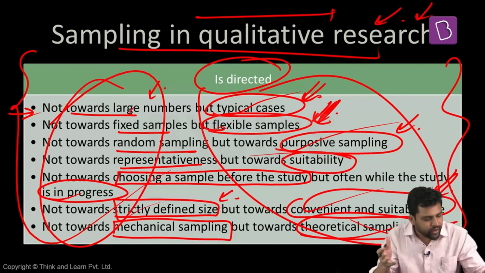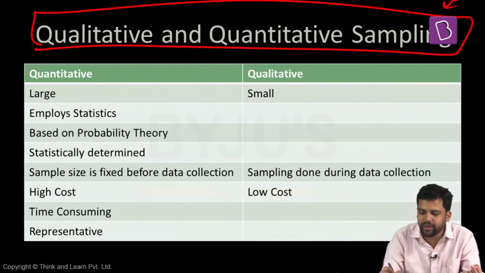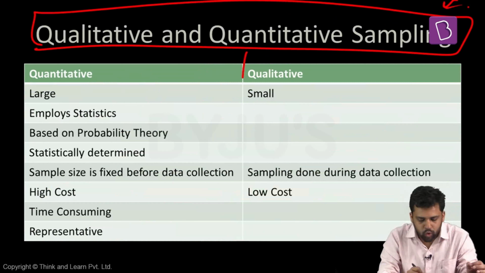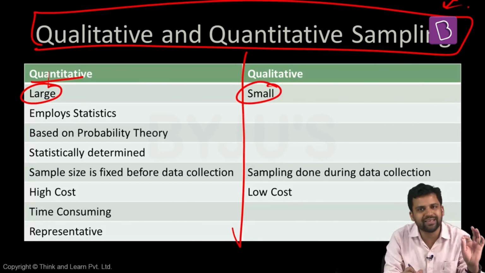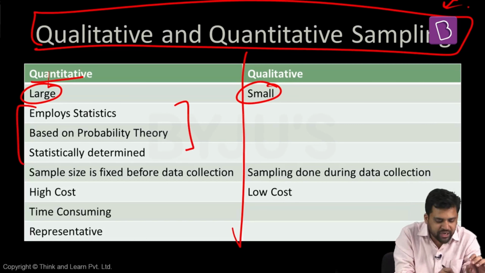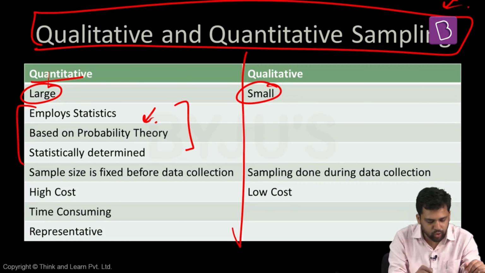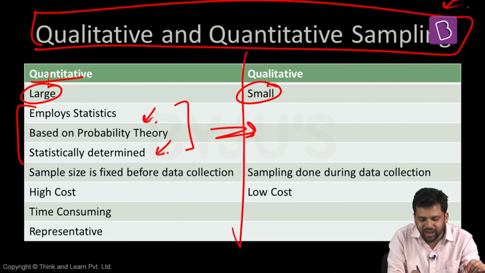What is the difference between qualitative and quantitative sampling? Quantitative sampling is generally large. Qualitative sampling is small. Quantitative sampling will employ statistics. It is on the basis of probability theory. The samples are determined statistically. All these things are not relevant in qualitative sampling.